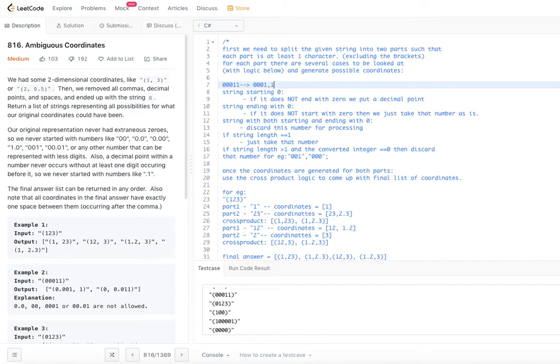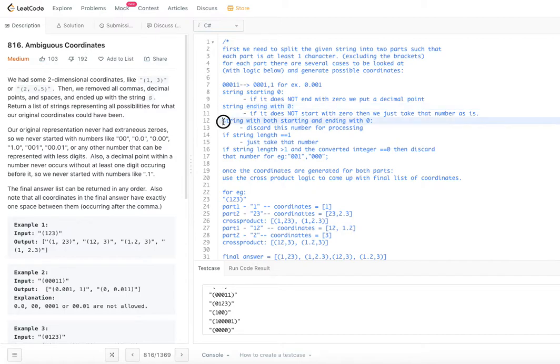Let's say this is the division. Then this is starting with 0, but it is not ending with 0. So we put a decimal point right after the 0. That means the first coordinate will become 0.001. So that is the first case. If it is ending with 0 and doesn't start with 0, then we just take the number as it is. So that is another one.